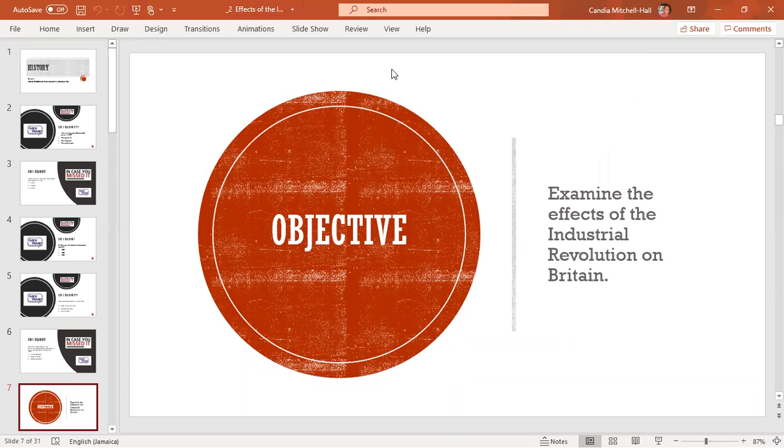The first effect we looked at: two effects, positive and negative. We looked at positive and negative, yes, but positive and negative of what? Urbanization and population growth. Very good. Urbanization and population growth. All right.